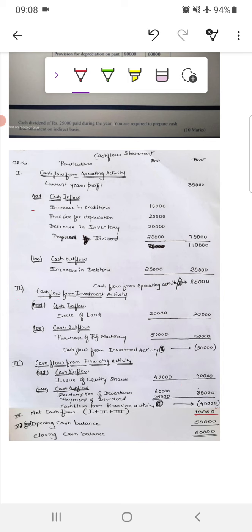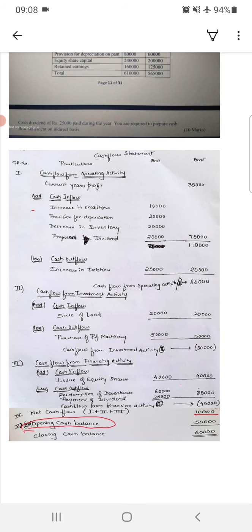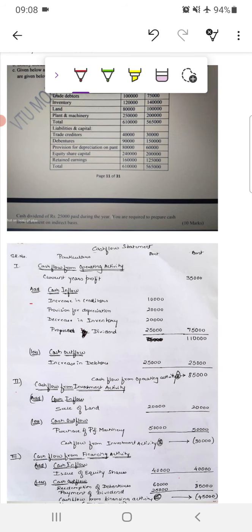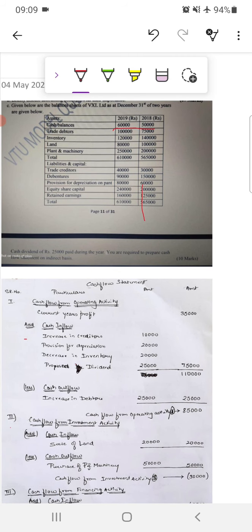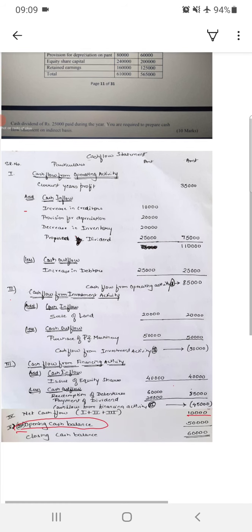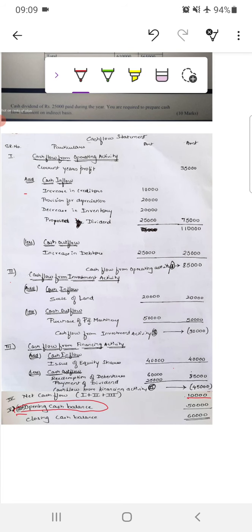Okay. To that we have to add the opening balance of cash. Now opening balance of cash has already been given to us. If you check the balance sheet under asset side, opening balance of cash is given to us. Okay, it's over here. Now what is the opening balance of cash? It is 50,000, which we have already considered down, right? So 50,000 is the opening balance of cash. To that we have to add the net cash flows. So 10,000 plus 50,000 gives you 60,000. So 60,000 becomes your closing cash balance.